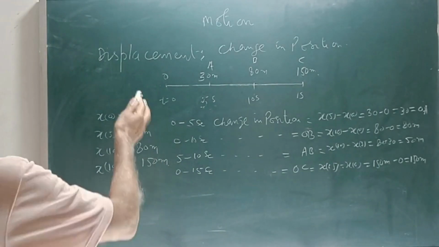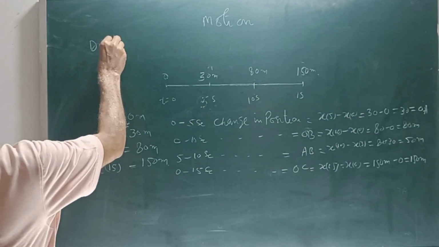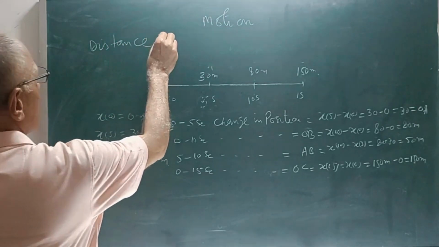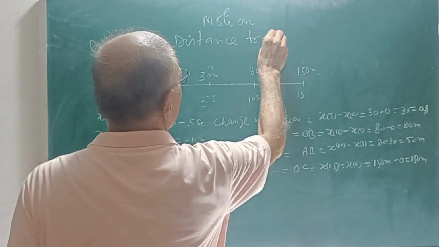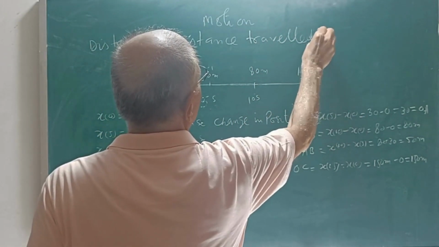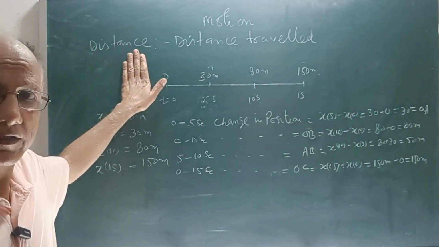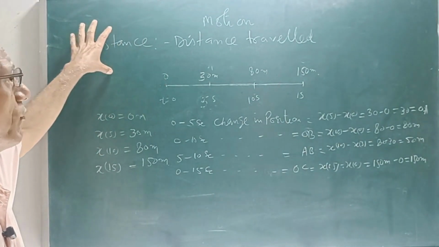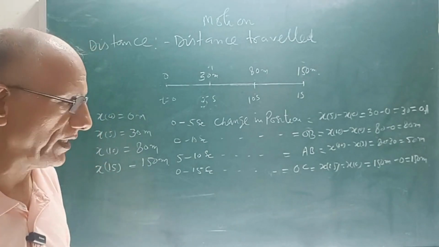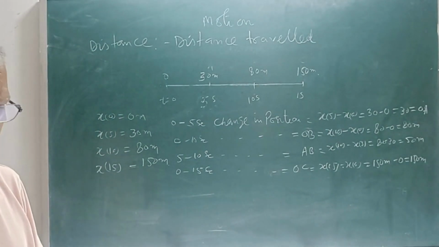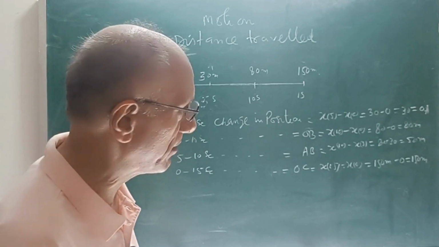Now we'll discuss the distance, that means distance traveled. Distance means distance traveled. Whenever we call distance now, it is always distance traveled. So distance traveled is the actual path length, that means the length of the actual path followed by the body.